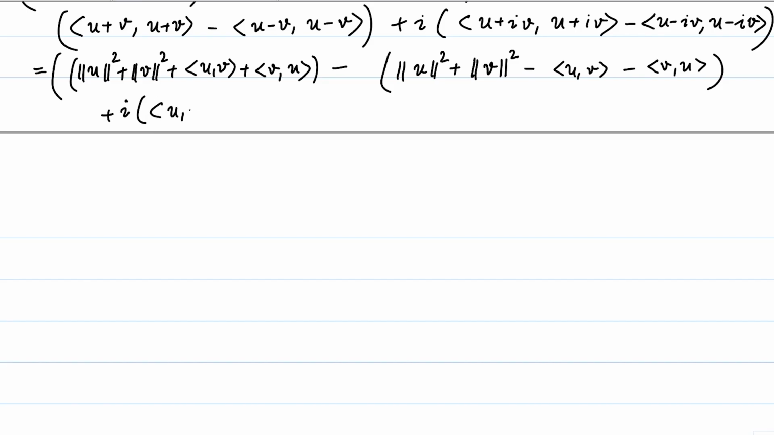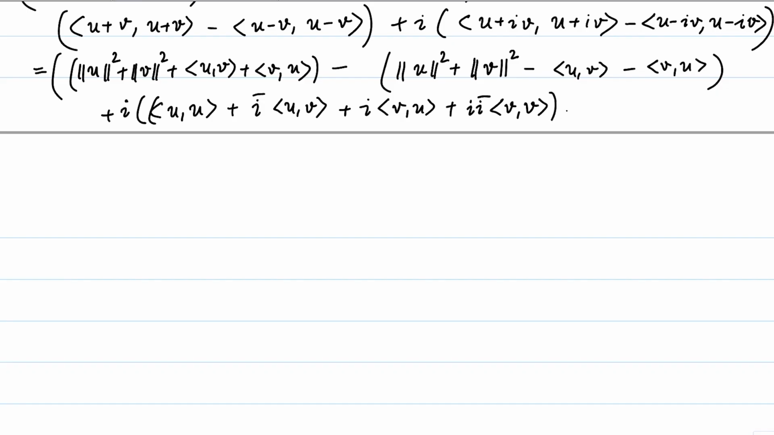This is going to be u comma u plus u comma iv, which is going to be i bar times u comma v, plus iv comma u, inner product of iv comma u, which is i times inner product of v comma u, plus the inner product of iv comma iv, which is mod of i square. So let me put it this way, i bar times v comma v. That will be the first term.